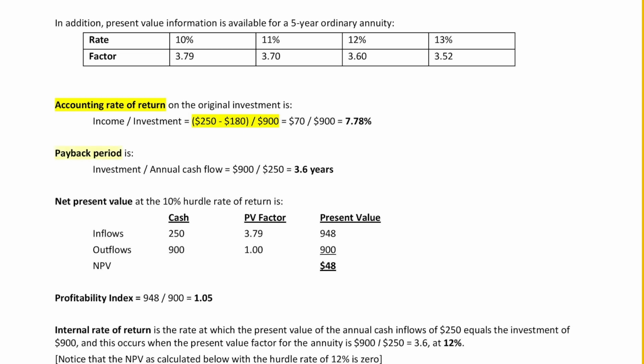Next, highlight payback period. We'll be looking at investment divided by the annual cash inflow. So highlight $900 divided by $250 equals 3.6 years. Next, we'll calculate, highlight, net present value. And here we have a hurdle rate of return of 10%. So on the present value table that you have there, highlight 10% and write there hurdle rate.